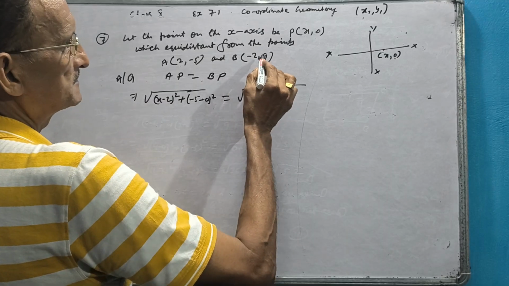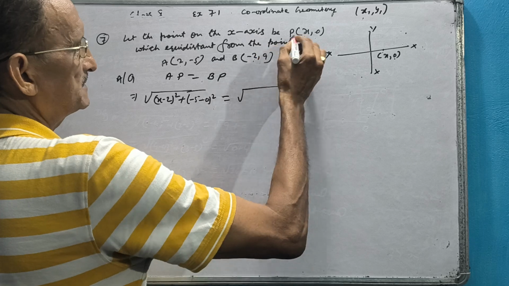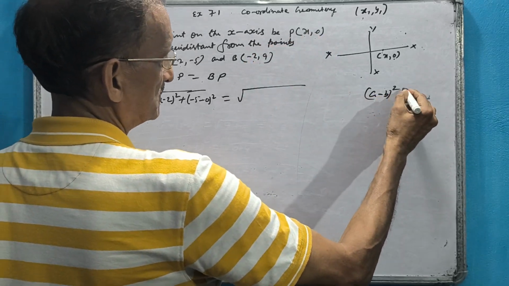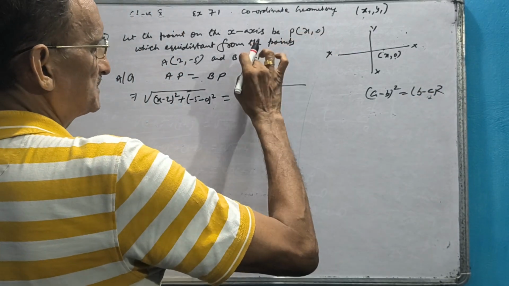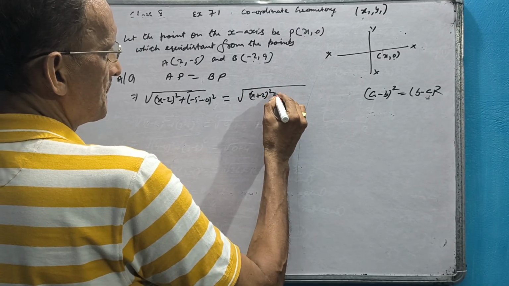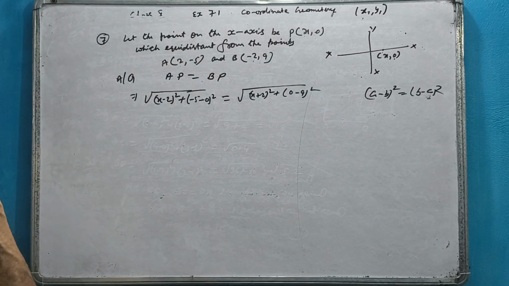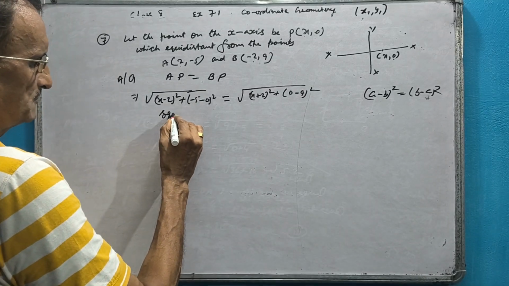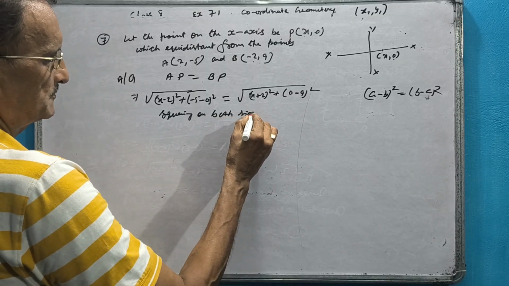And what is BP? x plus 2, see, this minus this. We can write x2 minus x1, or x minus, see here, a minus b whole square is always equal to b minus a whole square. So if we write this minus this also, it will become x minus minus, plus 2, plus 0 minus 9 whole square. Understood? AP equal to BP. Now squaring on both sides, the root will be removed.